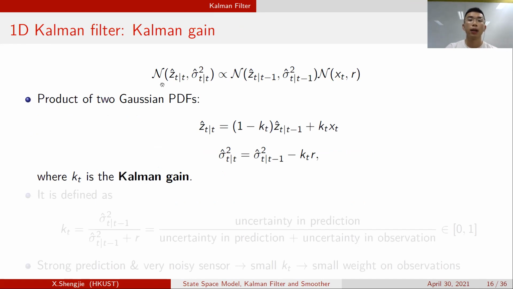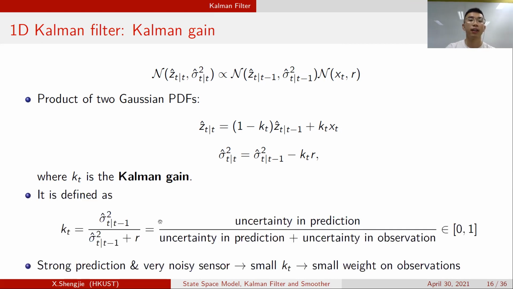As you can see, the expected value of our correction is in fact a weighted sum of the expected value in the prediction and the expected value in the observation. And their weight is controlled by K_t. We will see K_t is in fact the Kalman gain, a really important concept in the Kalman filter. And as for the variance, it has this relationship. So how is this Kalman gain defined?